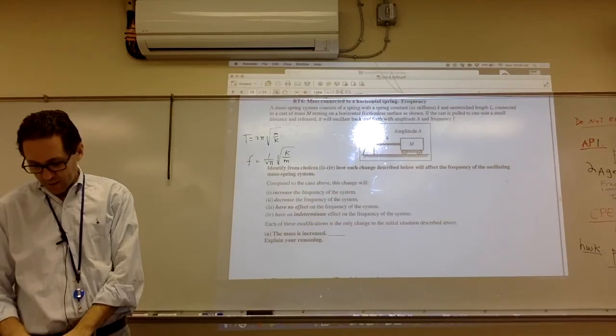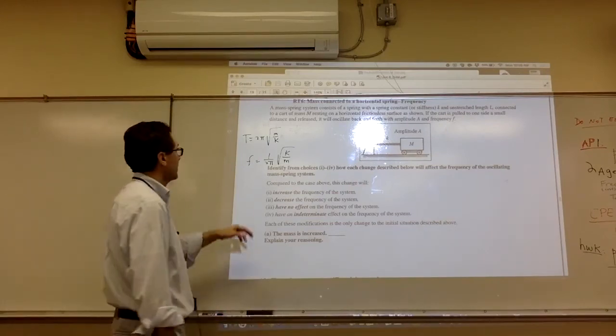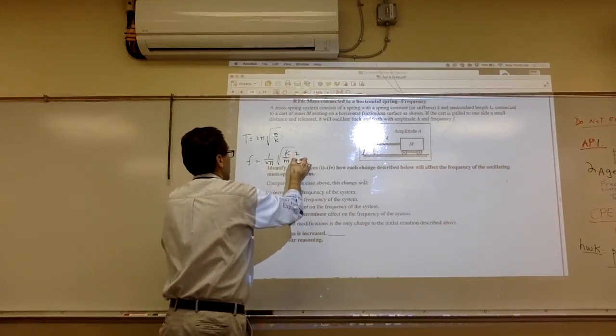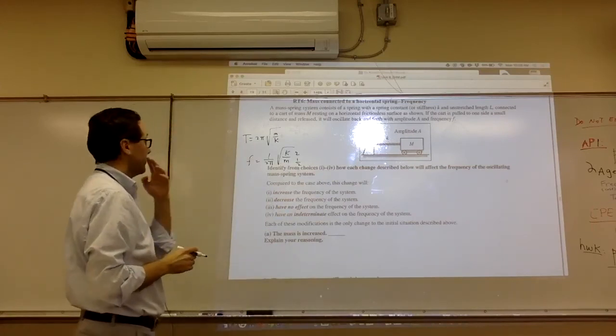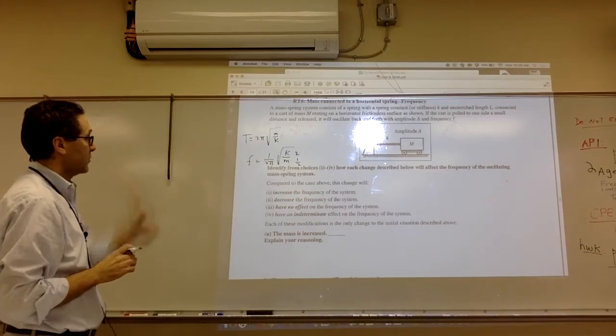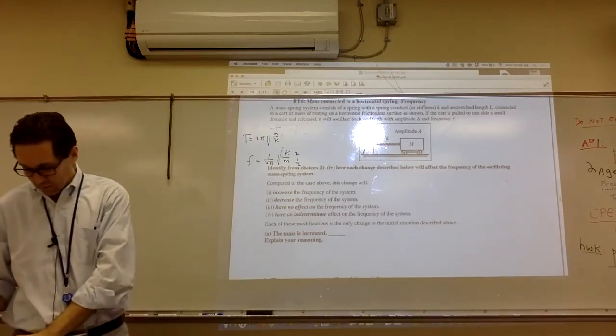Okay, the spring constant is doubled and the mass is reduced to half. Well, if you multiply the K by 2 and you cut the mass in half, you basically introduced a factor of 4 inside the radical, which means a factor of 2 outside the radical. So the frequency will have to double.